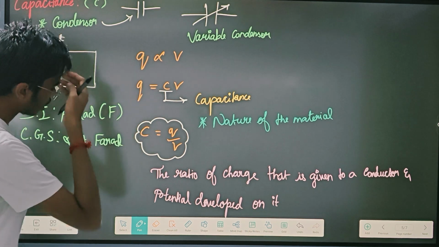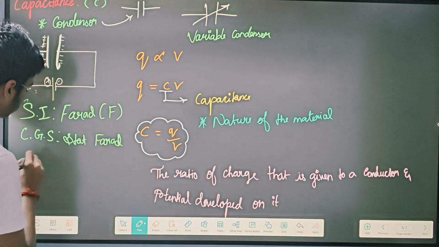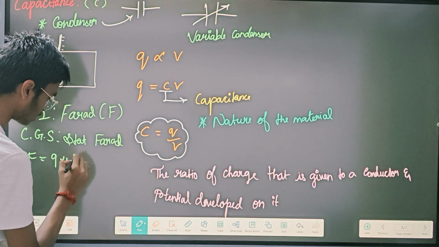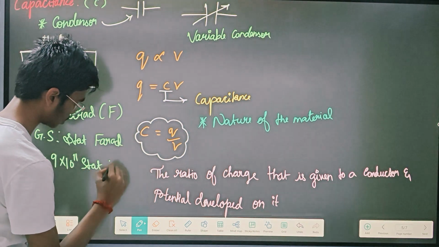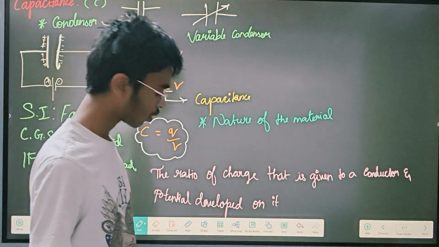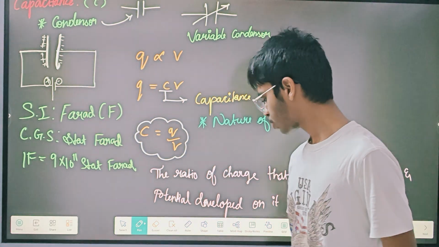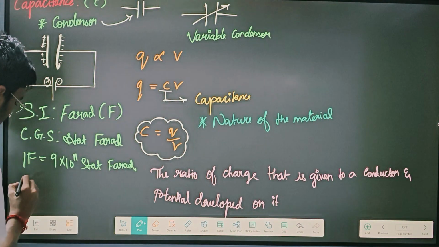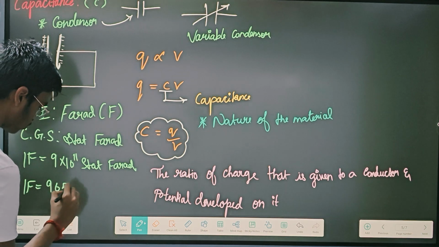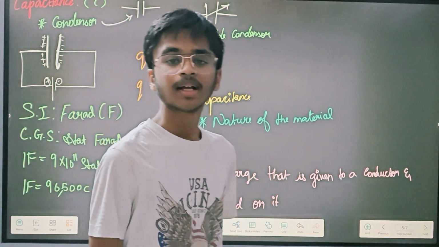Then what is the relationship between these two? 1 farad is equal to 9 into 10 to the power of 11 stat farad. Also, 1 farad is equal to 96,500 coulombs.